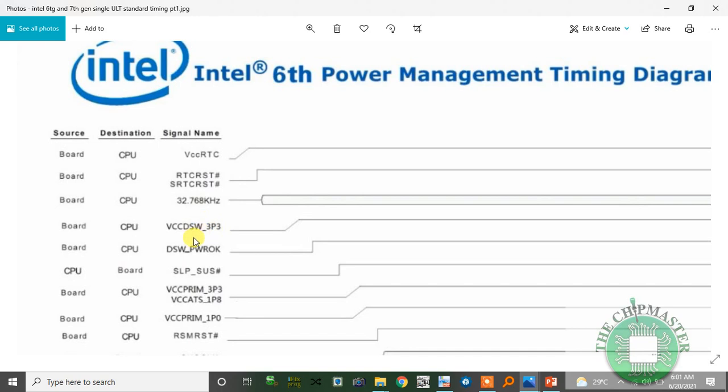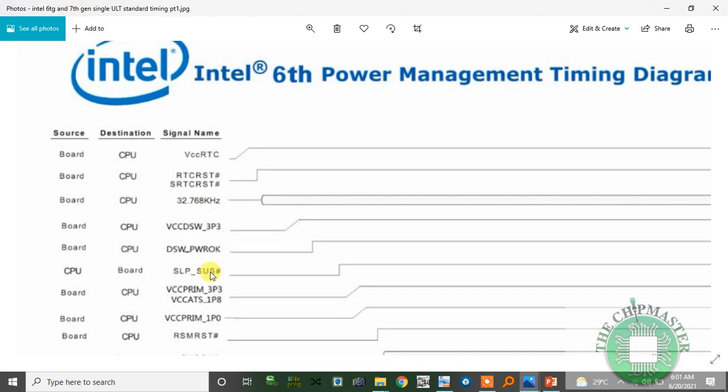RTC stands for real-time clock, right? It's an integrated quartz crystal clock that's inside of the CPU or the PCH. We're going to call it CPU since we're focusing on a single U. It's not a PCH class, right? It's a single CPU. So this is a small digital quartz clock inside of the CPU, which is basically running the time.